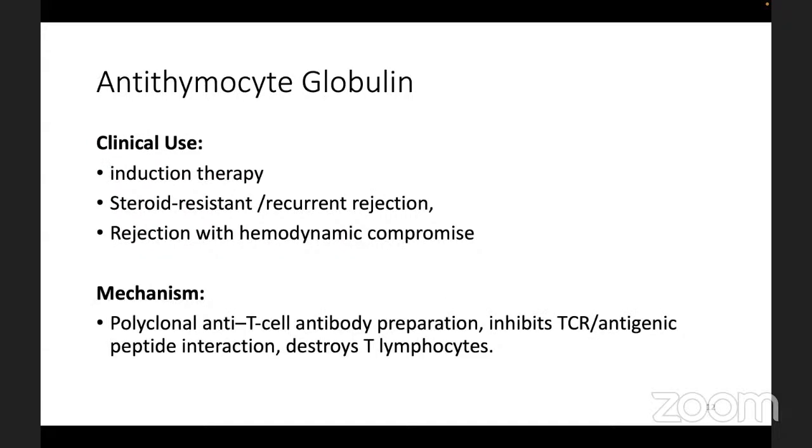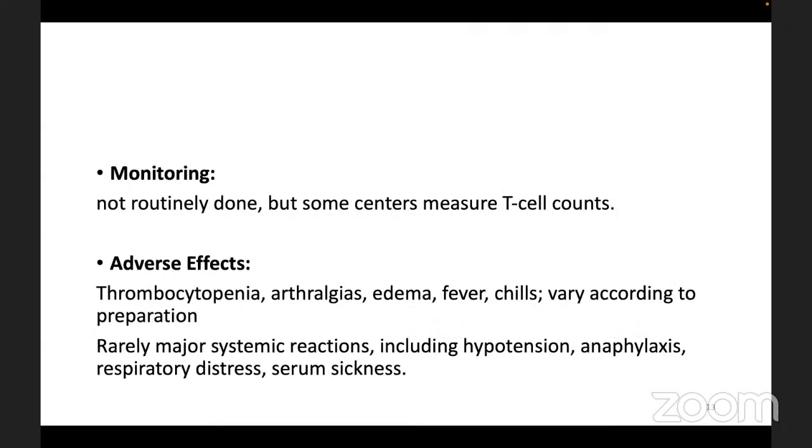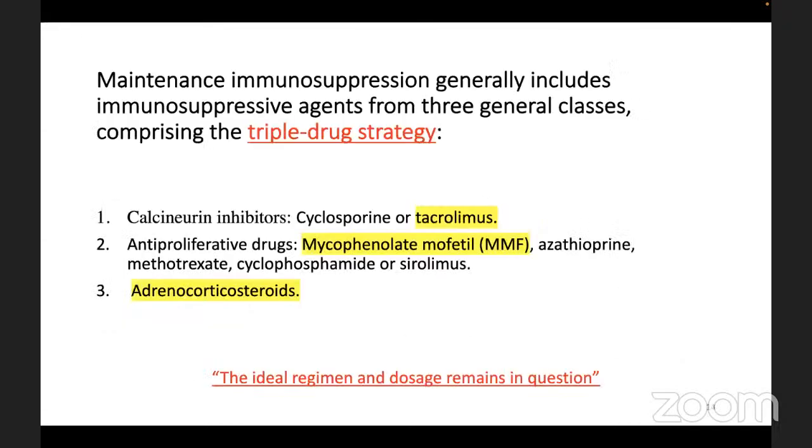The anti-thymocyte globulin is used for induction. It's also used for steroid-resistant and recurrent rejection and rejection with hemodynamic compromise. The mechanism: it's a polyclonal anti-T-cell antibody preparation. It inhibits the TCR antigenic peptide interaction, and that disrupts the entire signal to activate T lymphocytes. It doesn't require monitoring, but some centers measure the T-cell count. Some of the adverse effects include thrombocytopenia, arthralgia, edema, fever, and chills. Some rare major systemic reactions include hypotension, anaphylaxis, respiratory distress, and serum sickness.